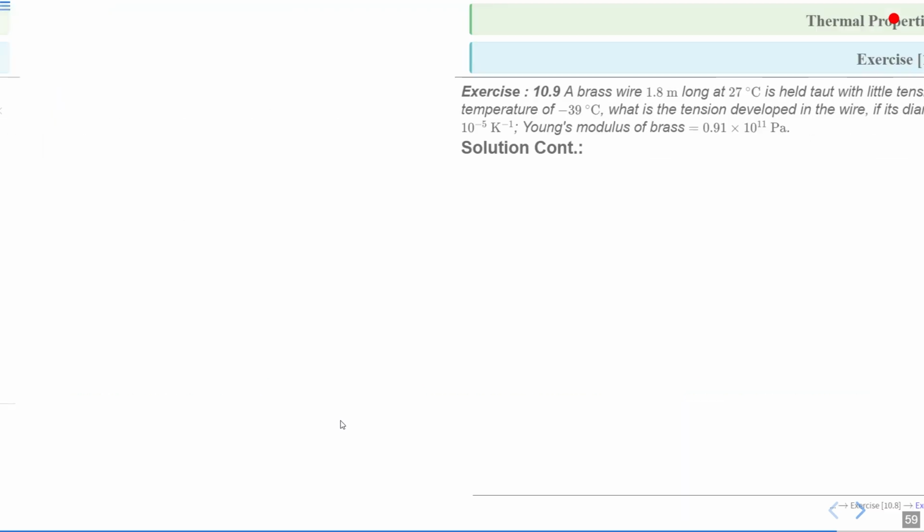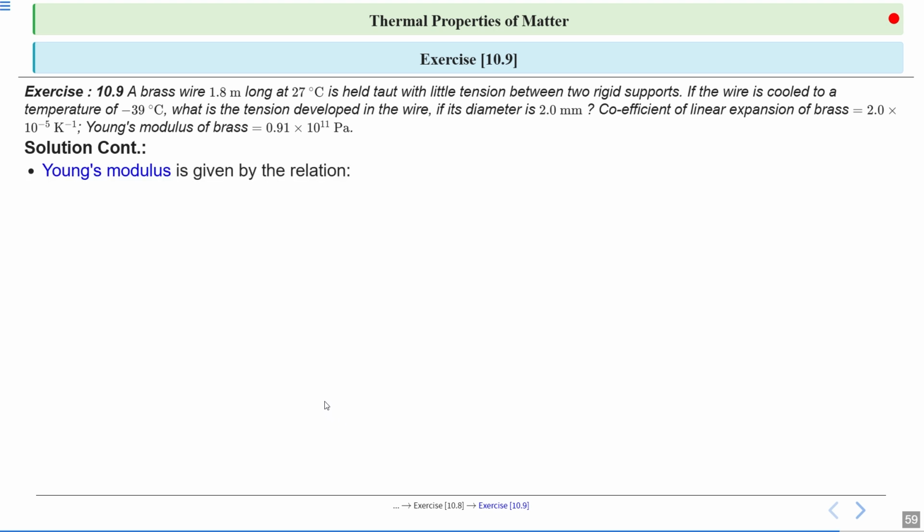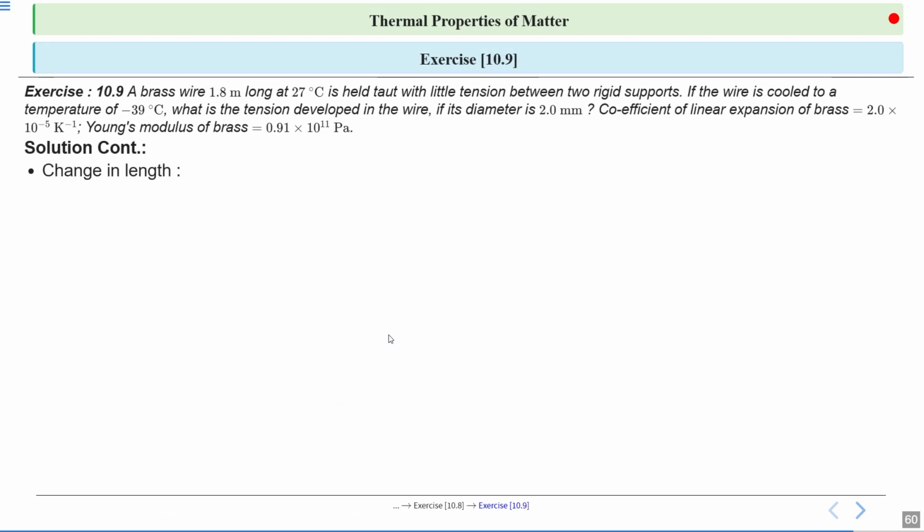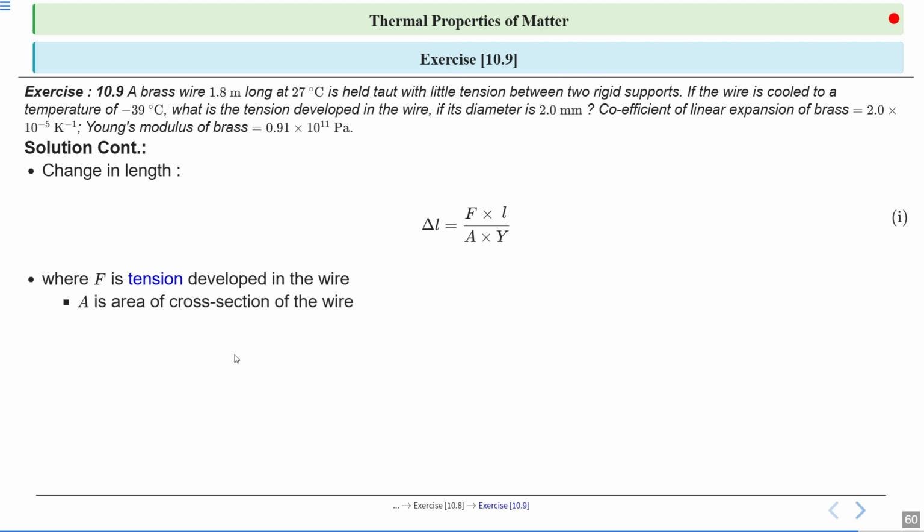Young's modulus is given by the relation Y equal to stress upon strain. So stress is force upon area and strain is change in length divided by length. So it will be Y equal to FL divided by A into delta L. Change in length delta L equal to F into L divided by A into Y. So F is the tension developed in the wire, A is the area of cross section of the wire, L is the original length, and delta L is the change in length.